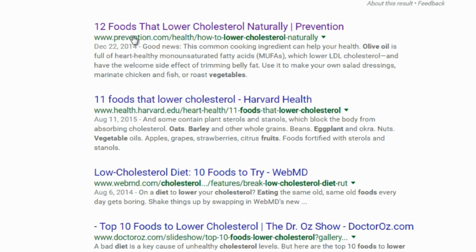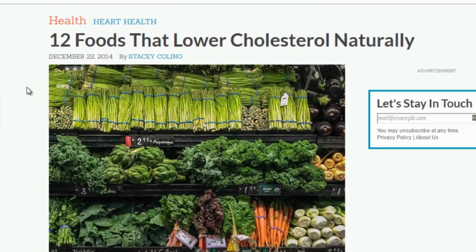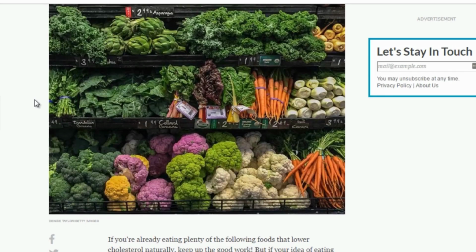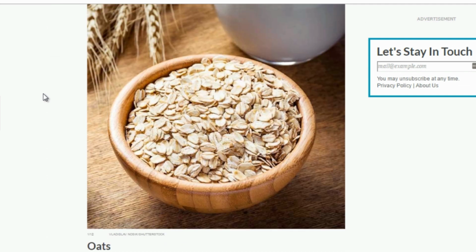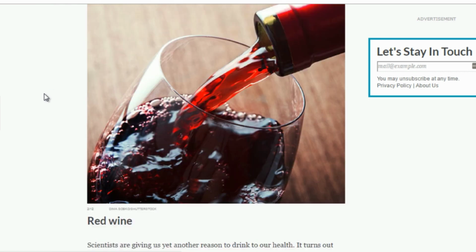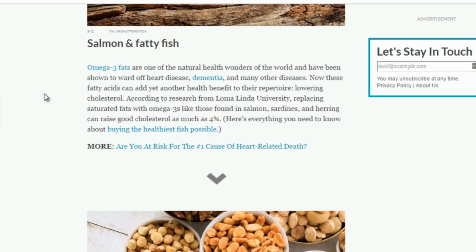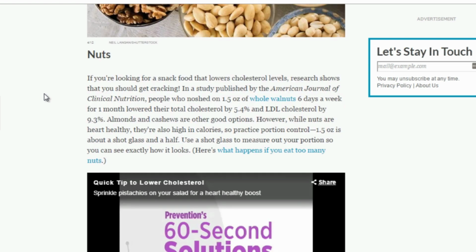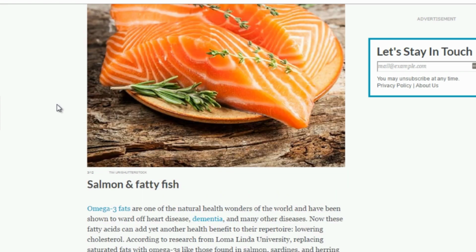So let's just click through here. We'll click this one and start from there. As you can see, it says 12 foods that lower cholesterol naturally. If we take a look, it lists different categories of foods like oats, red wine, salmon and fish, and nuts. While this is great and all, we can go more specific.